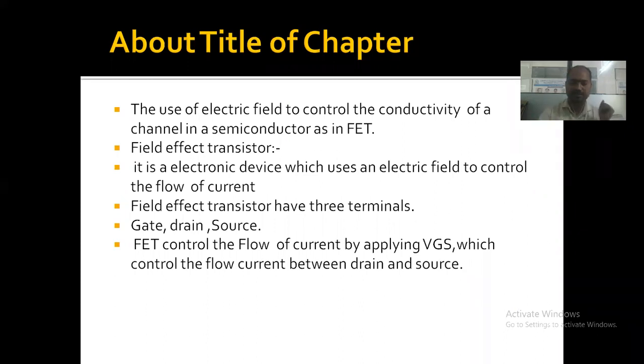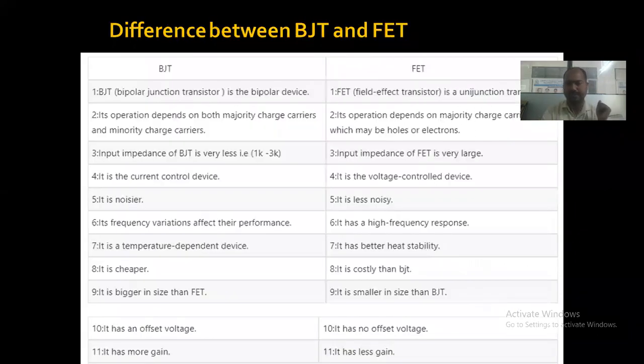Okay. We have seen these differences. Is it needed to repeat it? Please tell me.